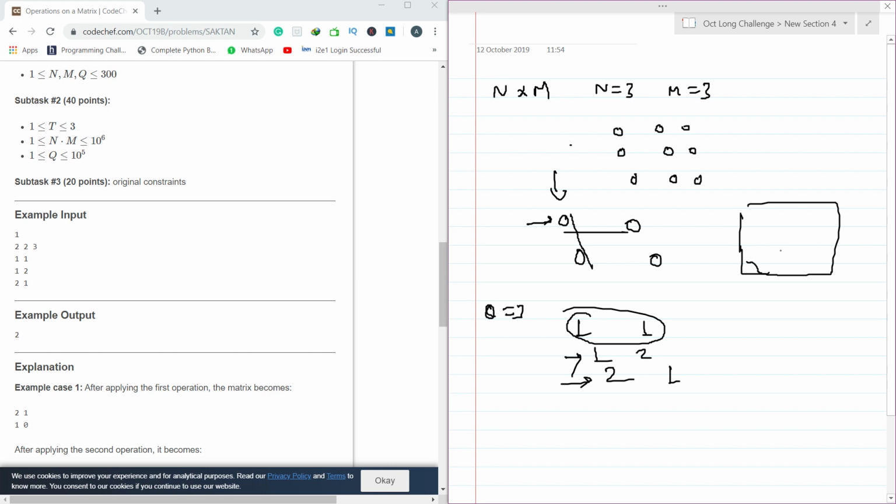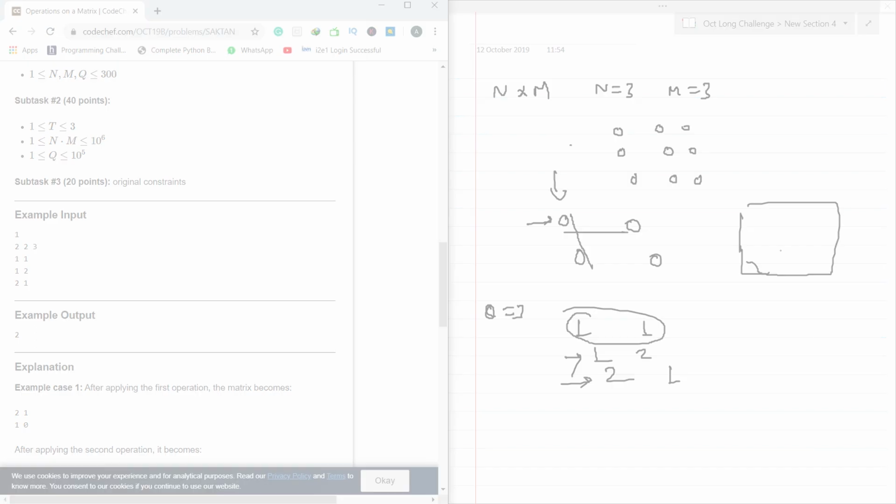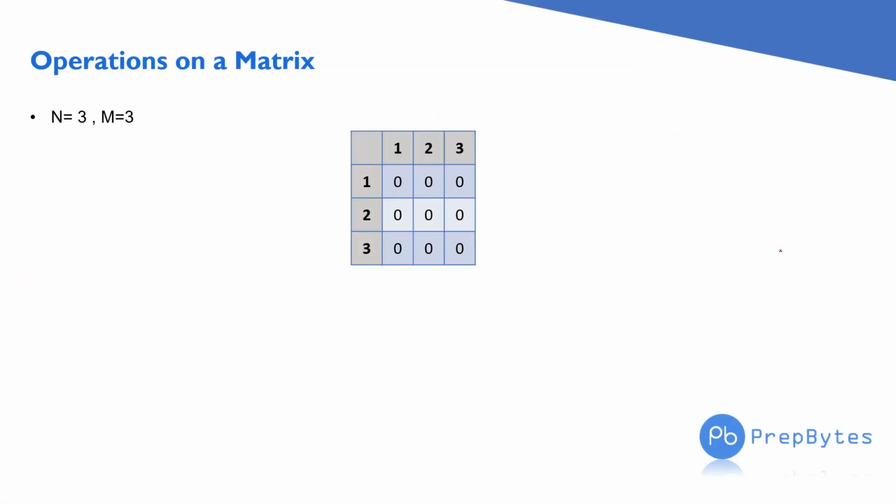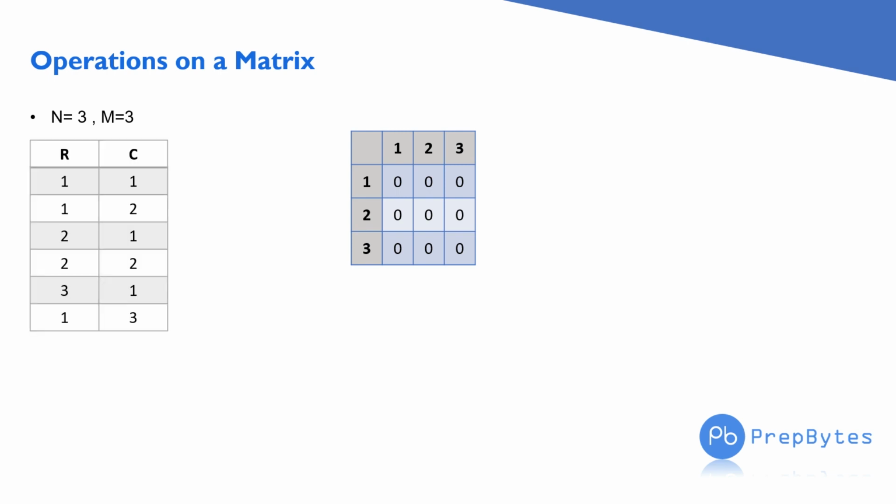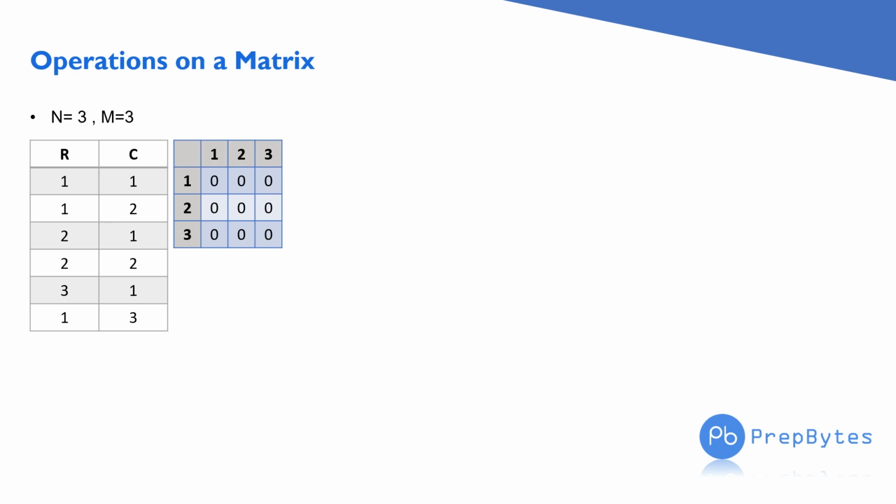Now let's see how this is done, and what actually the question is. If n equals 3 and m equals 3, this is my matrix. These are my queries, row and column: 1 1, 1 2, 2 1, 2 2. This is just a random sample test case. So how will this move? First we select row number 1, and in all the cells of that row, increase the value by 1.